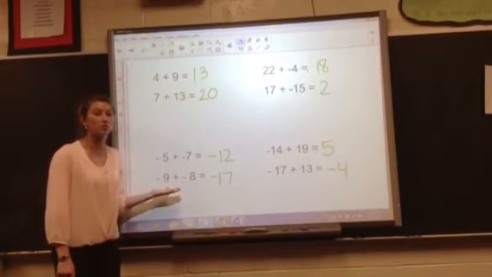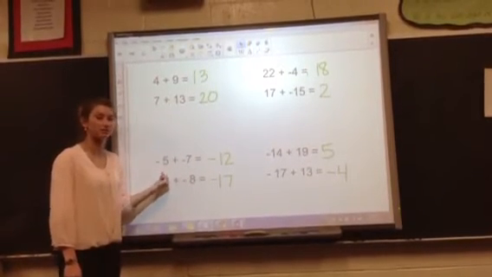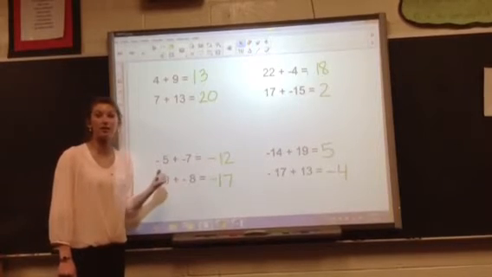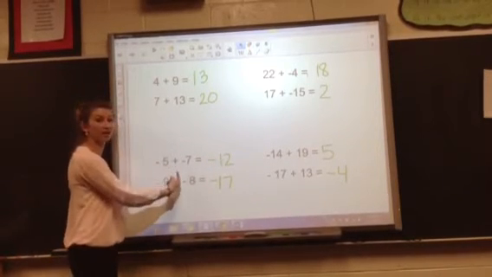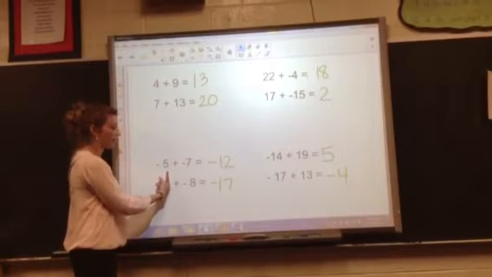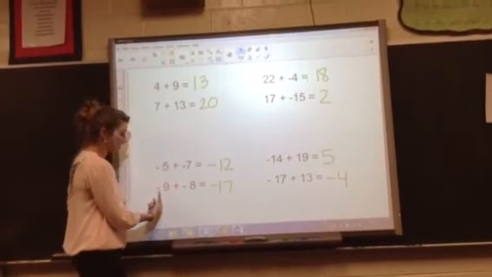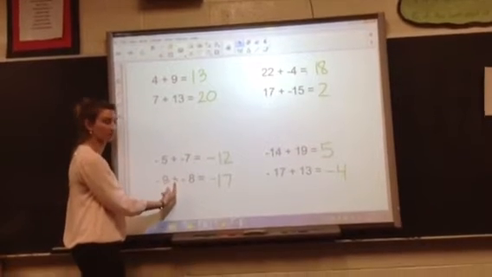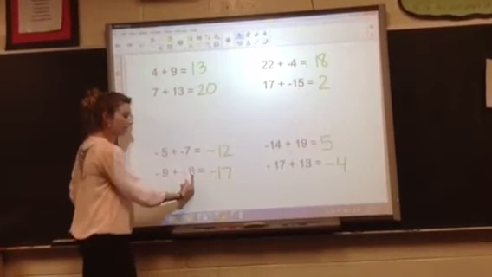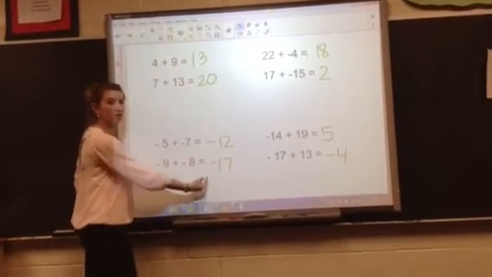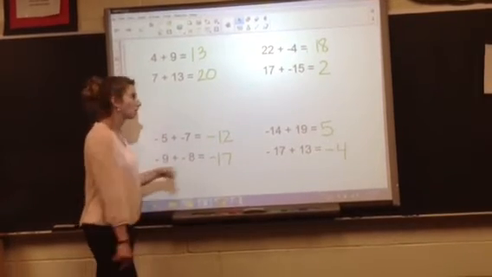Down here, we still have the rule of same signs, and we keep the sign that we already have. But here we have a negative plus a negative. Negative 5 plus negative 7, we get negative 12. Down here, we have negative 9 plus negative 8. 9 plus 8 is 17, but we keep the sign so it's negative 17.